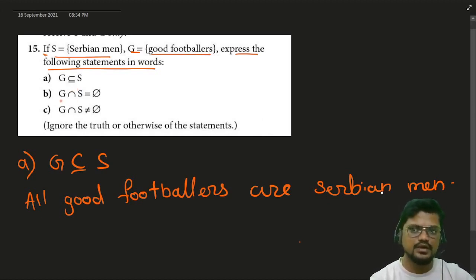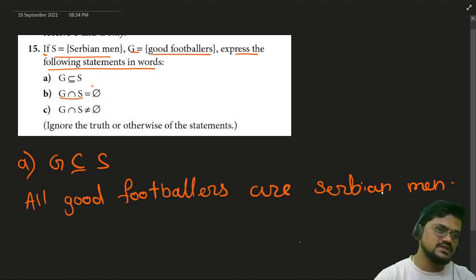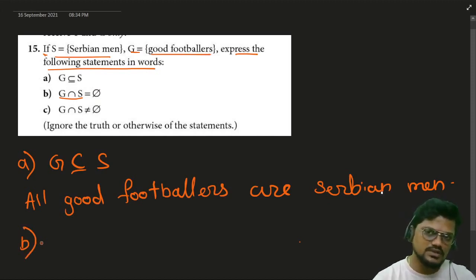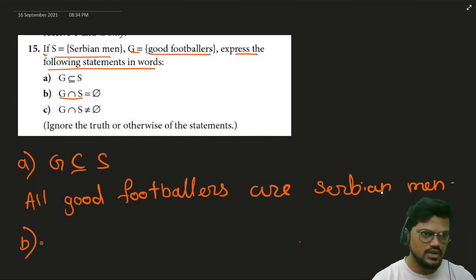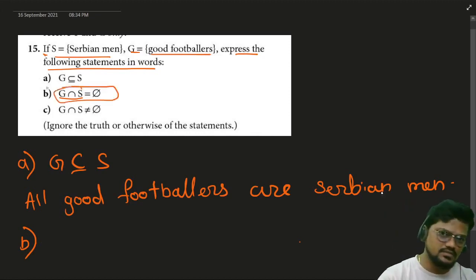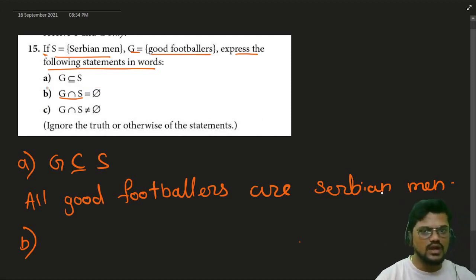Next is G intersection S is an empty set. That means there is nothing in common between G and S. Then how do you write it? None of the good footballers are Serbian men. There is nothing in common, since G intersection S is an empty set. So none of the good footballers are Serbian men.